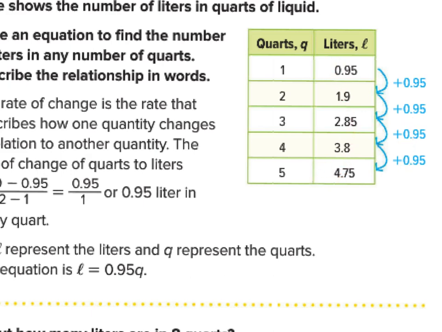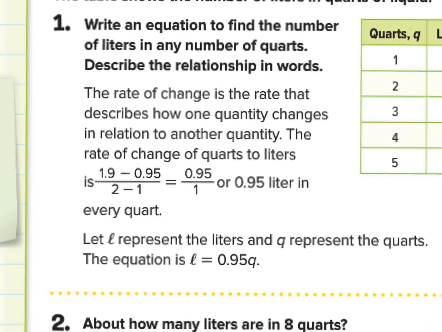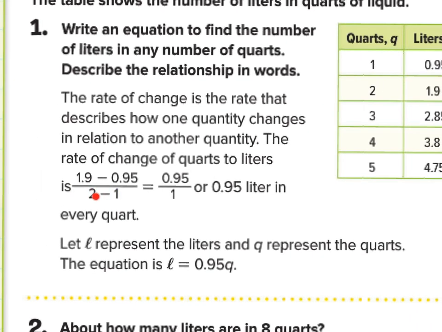Okay, it is a pattern. It is proportional. And you can see here that that's how it's being explained. We want to find the difference of each one, and we see that from the second row to the first row, you take the larger amount and take away the smaller amount from it, and we see that it is 0.95 to 1. That's our unit, and that's how many liters for every quart.